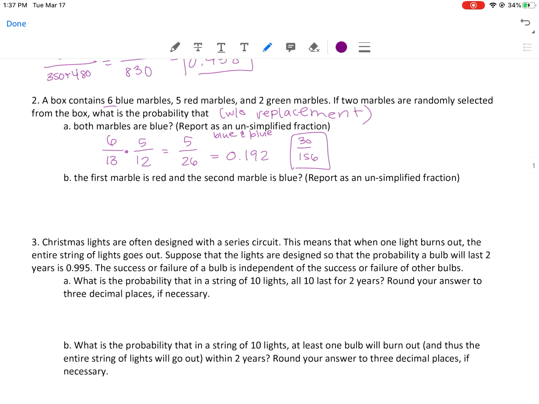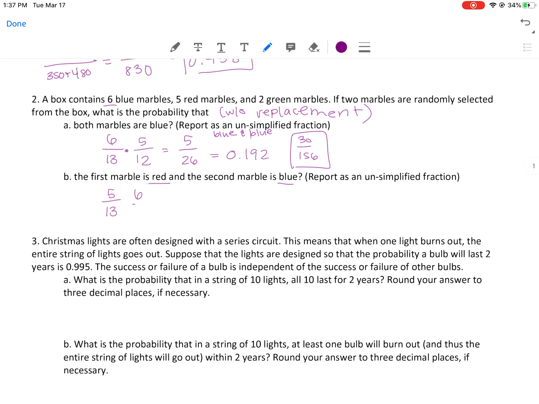Okay. What about if the first one is red and the second is blue? Well, there are 5 red marbles out of a total of 13. And there's still going to be 6, because if the first one we pick out is red, it doesn't affect the blue, but now we'll only have 12. So we multiply those 2, and once again, we get the same exact probability. That 30 over 156 also reduces to 5 over 26, or 0.192.